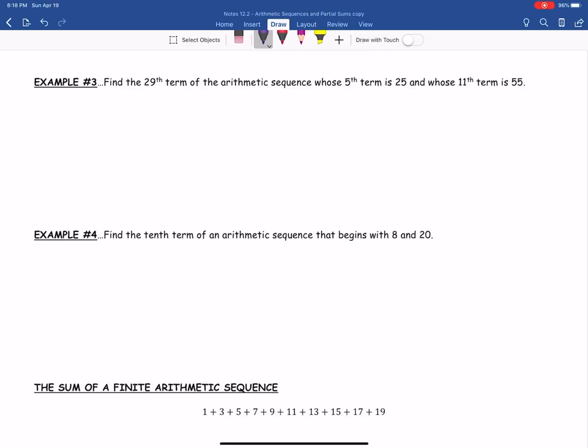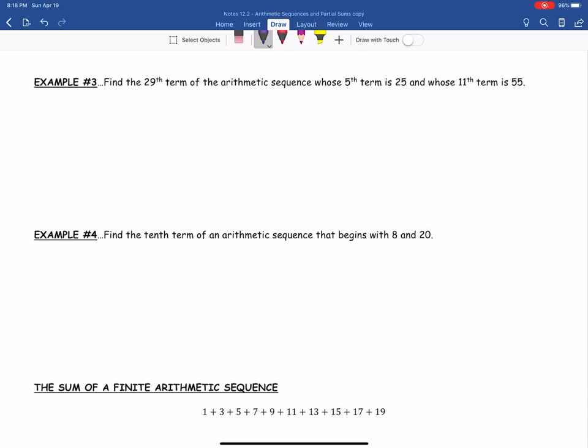All right, 2 more here. Actually, good thing I set my DVR. You guys are, or maybe your parents are, watching The Last Dance tonight, the Bulls documentary on ESPN. I've got to get to that here. So let's finish up example 3 and 4.